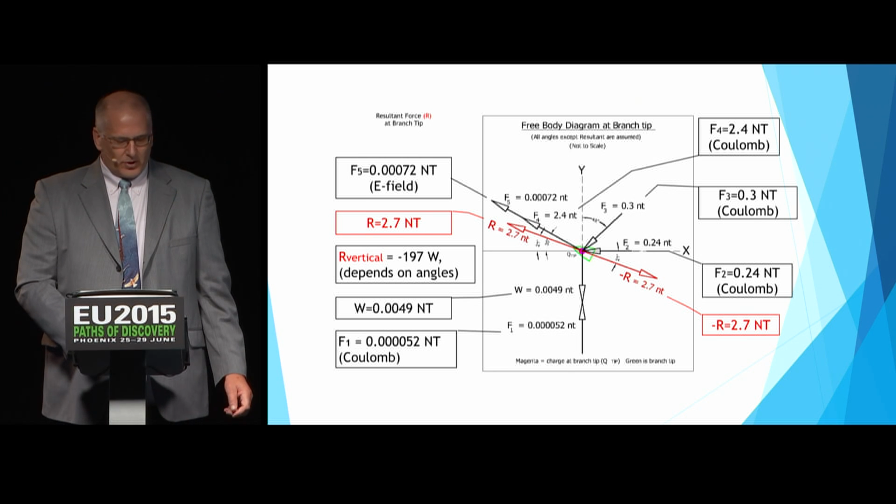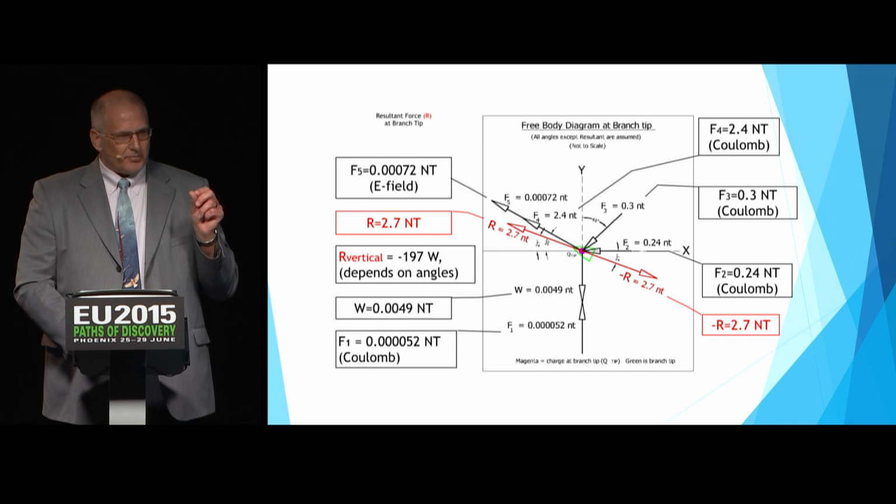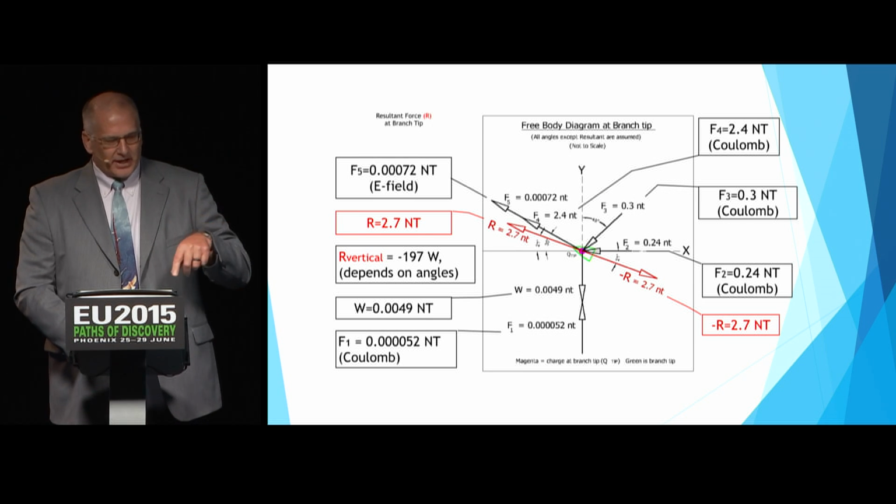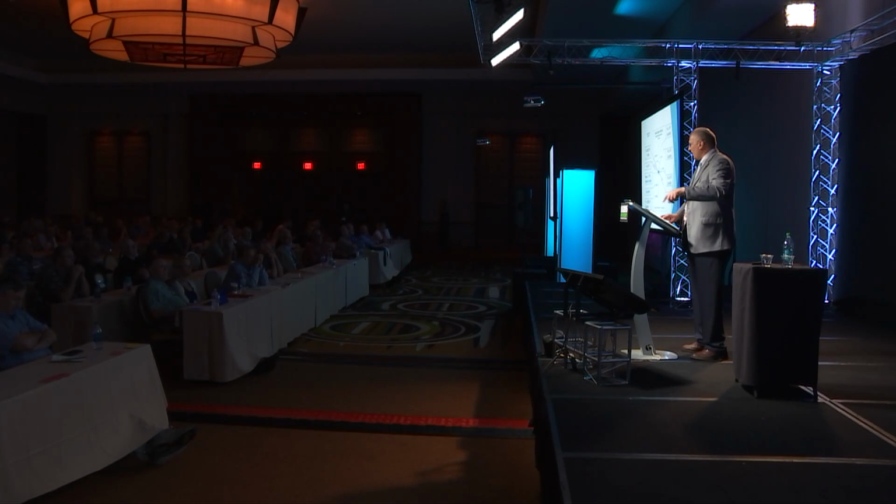The other important thing to note here is that the force within the tip, the 2.4 newtons, that's about 0.6 pounds. That's probably directly involved with the tip growth, elongation. It's a fairly good size force. And the branch forces around it and the weight, all the electric forces around it, are directing its direction, or changing its direction.